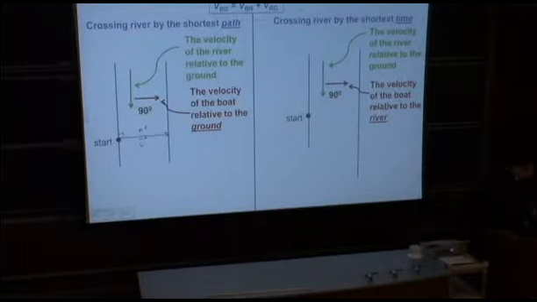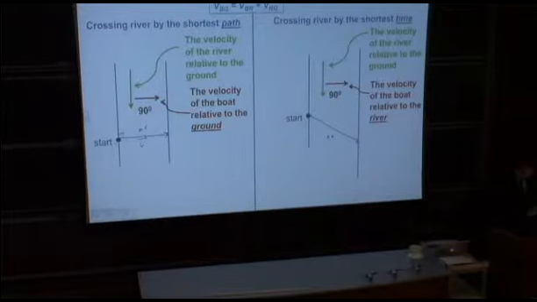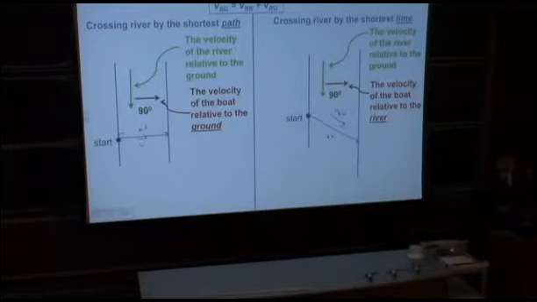Here, because the stream influences the motion, drags it down, this blue arrow now represents the actual displacement. So this arrow should represent now the velocity of the boat relative to the ground. And the time could have been calculated differently.